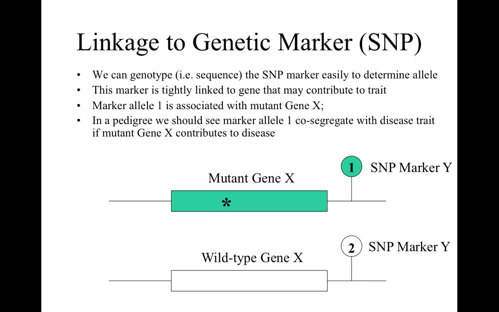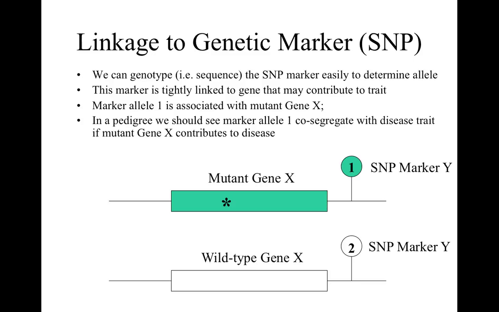In the simplest case, you can imagine 20,000 markers, one for each gene. So here I have gene X, and there's a closely linked SNP marker Y. We can genotype these markers in every individual in our pedigree. A typical SNP marker is biallelic and so has 2 different alleles. In this slide, I named the 2 alleles 1 and 2.